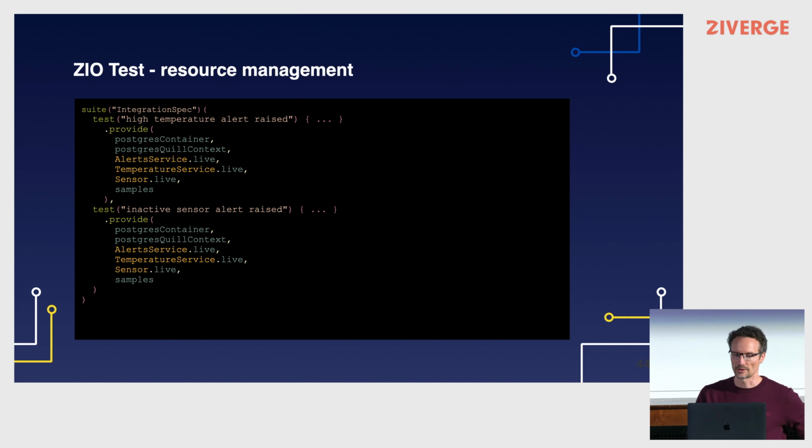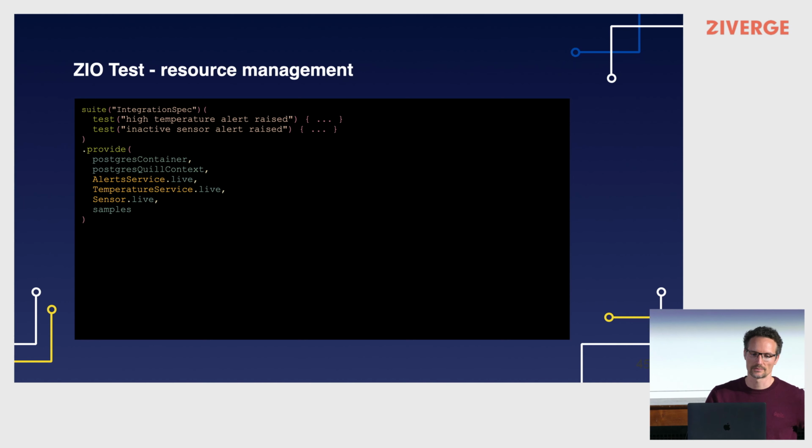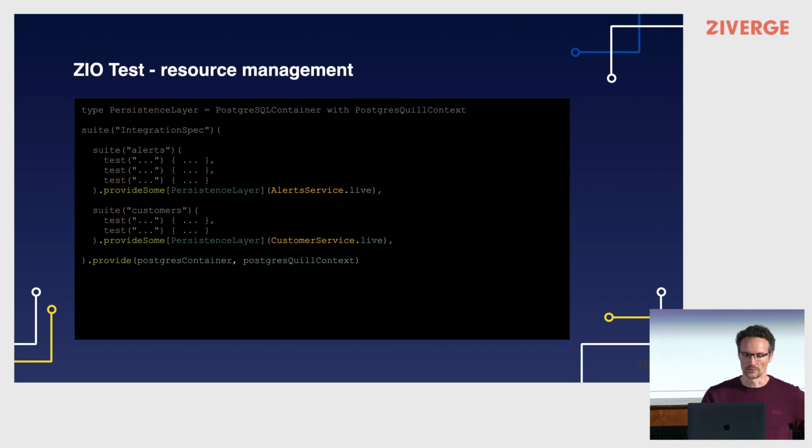So if you have multiple tests, do you have to provide each and every test? Of course not. You can just move the provide invocation to the suite level. And actually, ZIO Test allows you to nest your tests at arbitrary levels. And you can flexibly provide the dependencies for each and every sub-suite. And at the end, you can provide the common dependencies that are used in all the tests and suites.